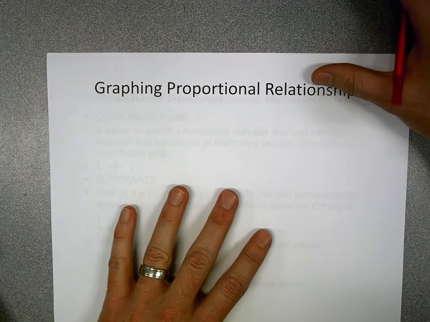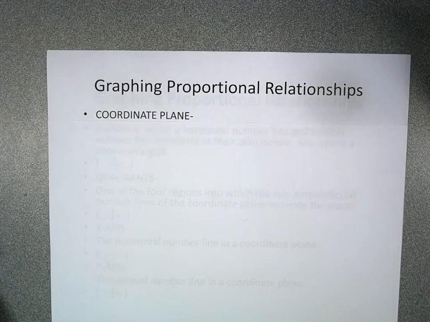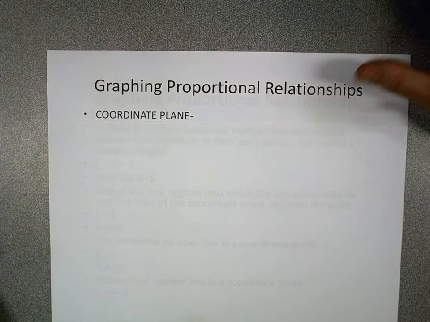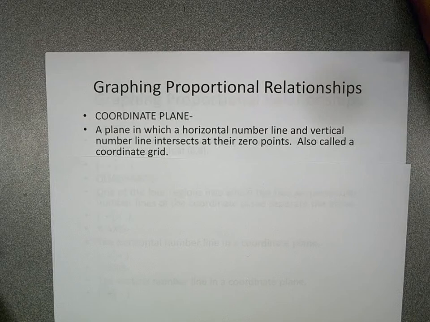So here we go. The first vocab word or phrase is coordinate plane. Everyone? So here's what your book says. A coordinate plane is a plane in which a horizontal number line and vertical number line intersect at their 0 points. It's also called a coordinate grid.